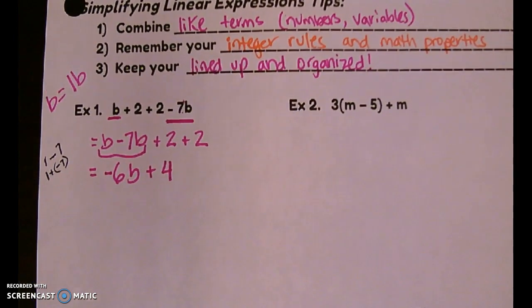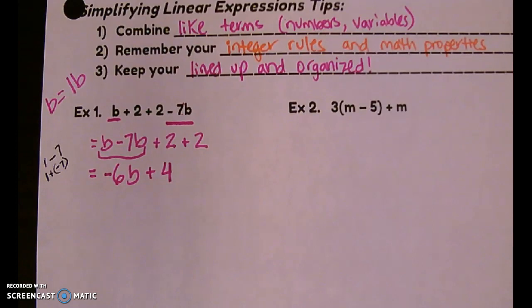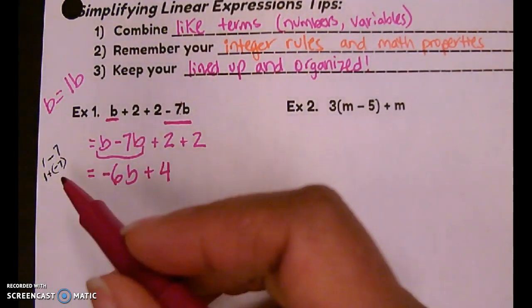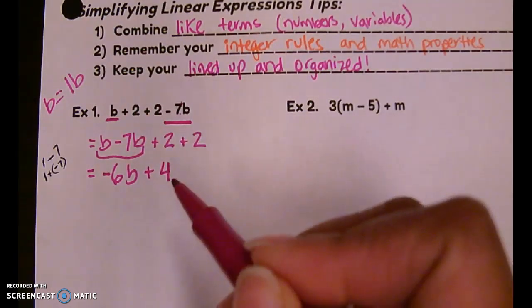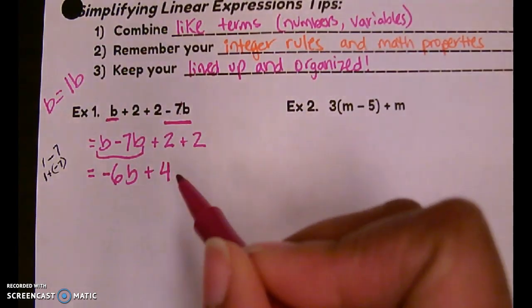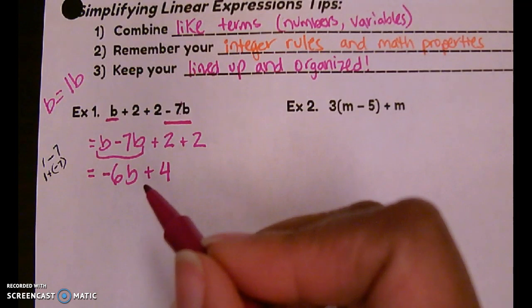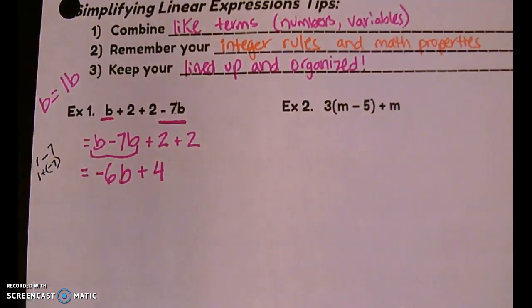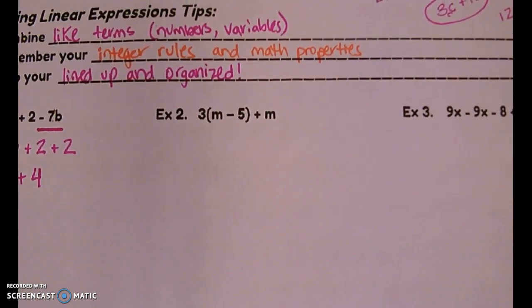And by the way, for those of you who didn't know what an expression is, it's basically a combination of numbers and variables, but they don't have an equal sign on the actual problem. Okay? But we know that the simplified version of this is this. And so negative 6b plus 4 is going to be our final answer. Now, let's go to the second problem.